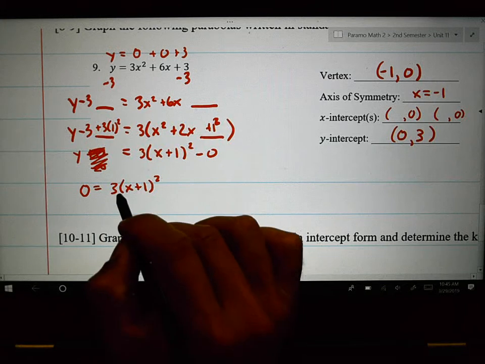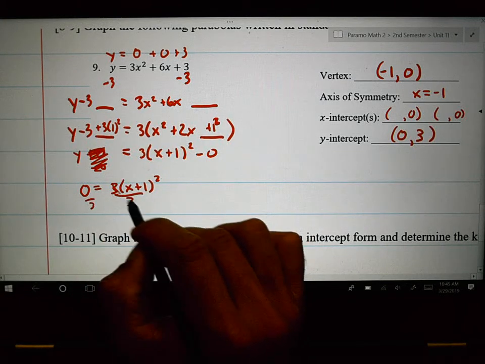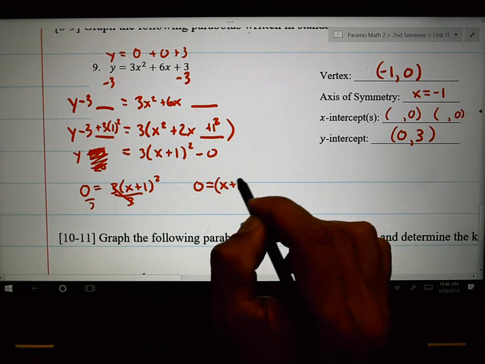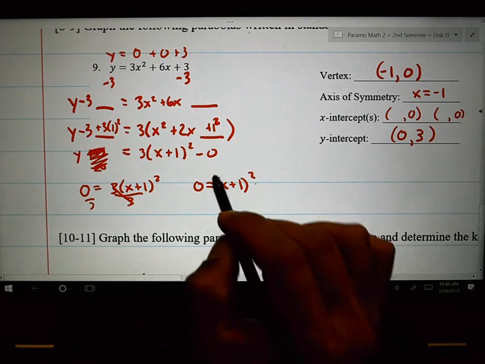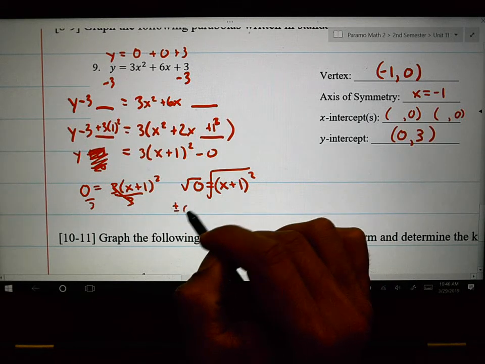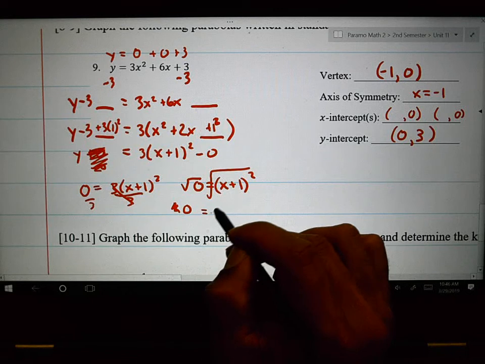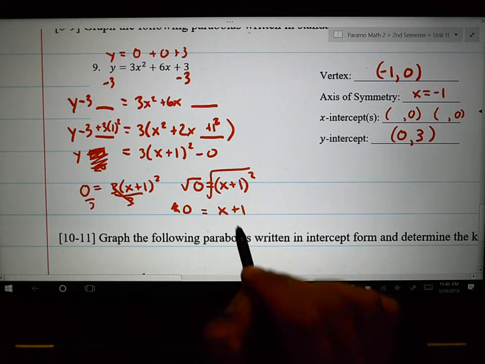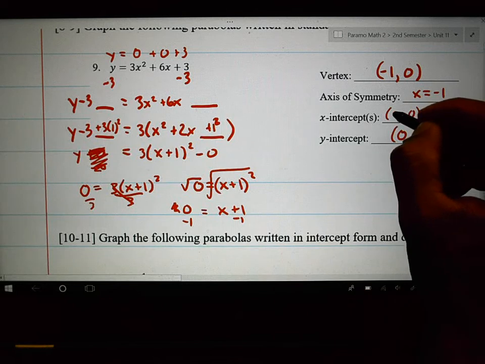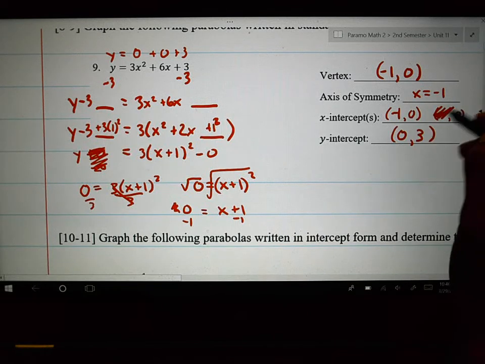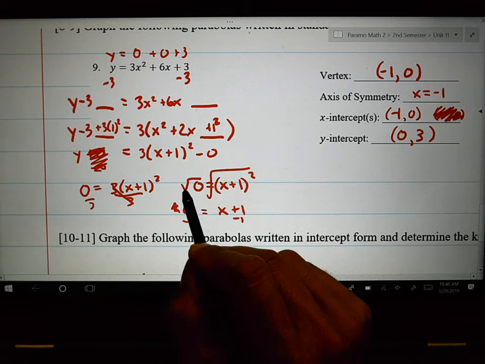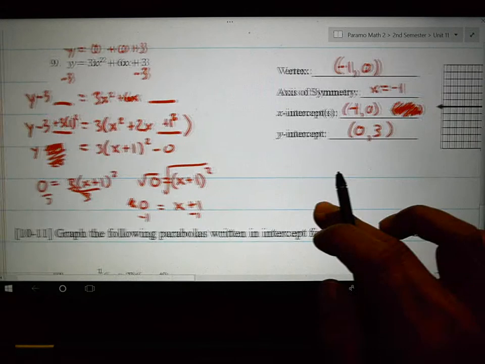I'm going to divide by 3, divide by 3. 0 divided by 3 is 0. I'm going to square root both sides. Plus or minus 0 is still just 0. And if I subtract 1, you're going to get your x-intercept. There's actually only 1 this time. Sometimes there's 2, sometimes there's 1. It depends on what this square root turns out to be.